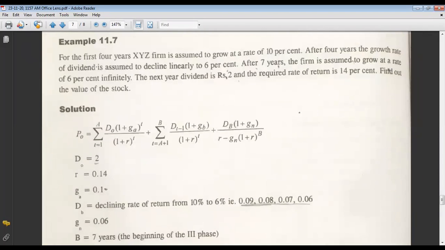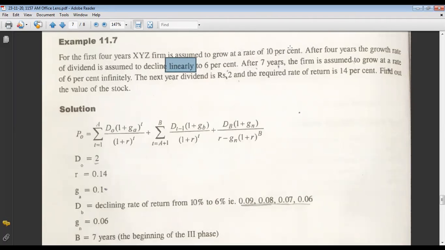Now the problem is, there is a company. For the first 4 years, this company XYZ Limited is assumed to grow at 10%. For the first 4 years means naturally it has to be GA, the growth in the initial phase. This is the horizontal line that you can experience. So that rate is GA. After 4 years, the growth in the dividend is assumed to decline. Please understand the word linearly. Linearly means step by step. The growth is assumed to decline linearly to 6%.